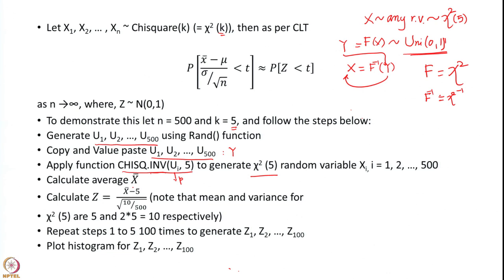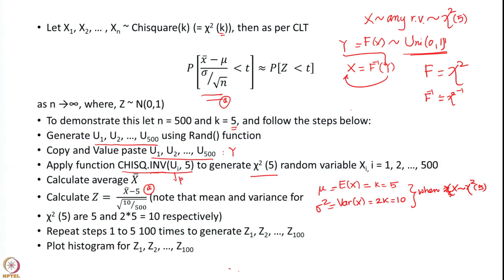Now, I calculate x bar, and I also calculate z is equal to x bar minus 5. Remember that the expected value of x in this case will be k, which is 5, and the variance of x is equal to 2k, which is 10, when x is distributed as chi square 5. So, when that happens, this is your expected value, which is mu, and this is sigma square. So, I am taking exactly this ratio, I am carrying it out here. So, if this is A, this is what I am calculating here.